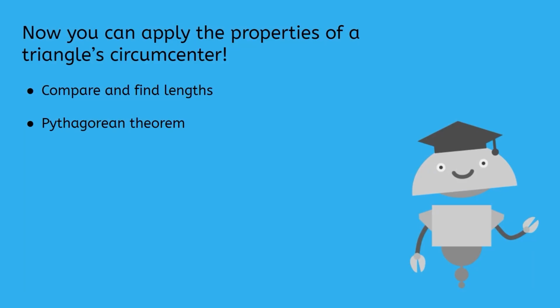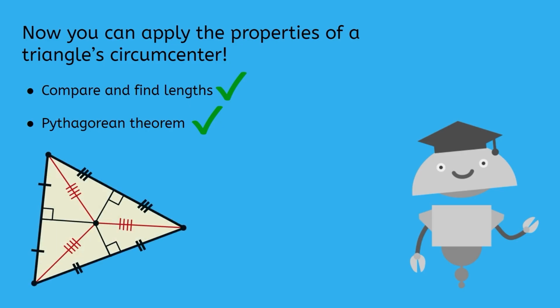Now you can apply the properties of a triangle's circumcenter to compare and find lengths, and you can remember to use the Pythagorean theorem if you need to when there's a right triangle involved. We're going to learn about some other special segments and triangles in the following lessons, so don't forget that it's the perpendicular bisectors that form the circumcenter.